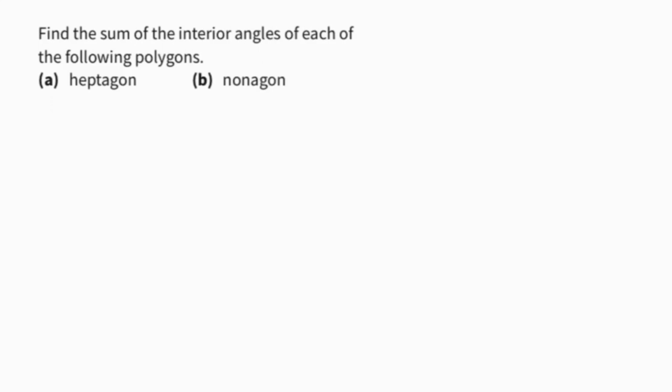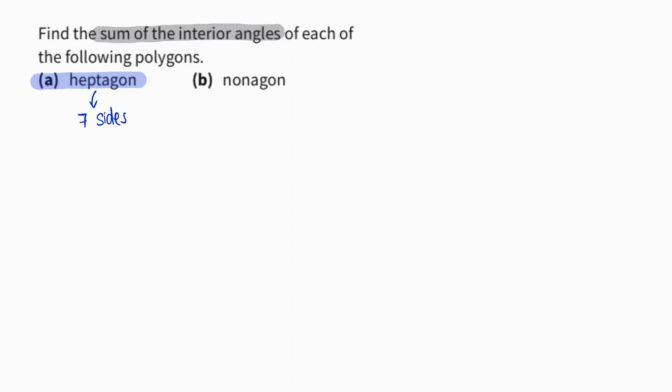Welcome to this video where we are going to have to find the sum of interior angles for the following polygons. So the first one is a heptagon, and when we attempt such questions, it is very important to ask yourself, how many sides does that polygon have? Okay, so in this case, 7 sides.